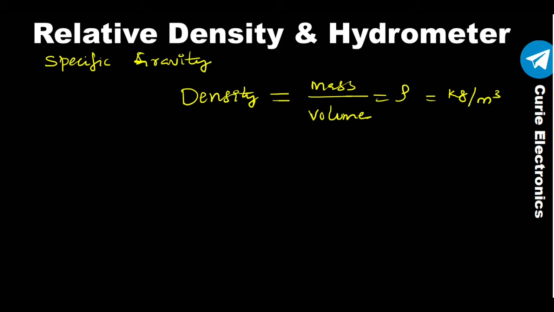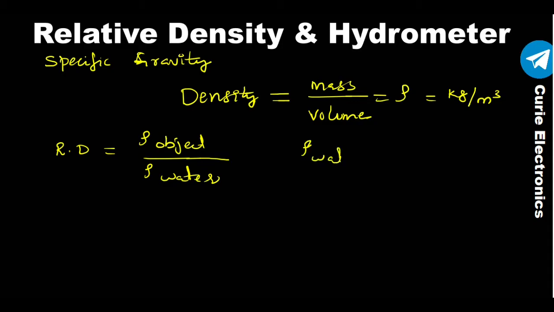Now let's go to what is relative density or specific gravity. I'll write only relative density. Relative density equals density of an object upon density of water. What is the density of water? Density of water equals 1000 kg per meter cube.